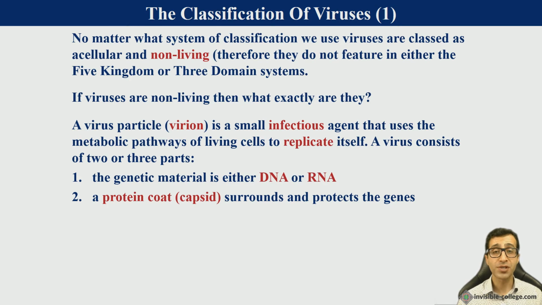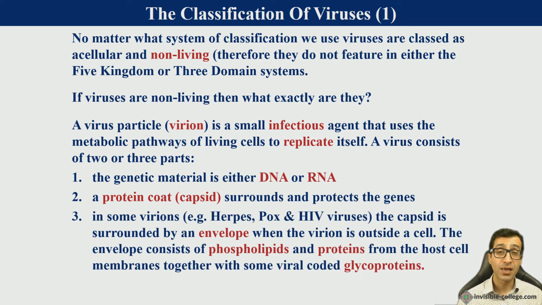Now, in some virions, such as herpes, pox, and HIV viruses, the capsid is itself surrounded by an envelope when the virion is found outside of cells. Now, the envelope itself actually consists of a phospholipid bilayer and some of the membrane proteins from the host cell. Now, this is what allows those viruses to evade the normal defenses of the immune system. Again, if you want some more details of that, I'd advise you guys to have a look at that video on immunology.